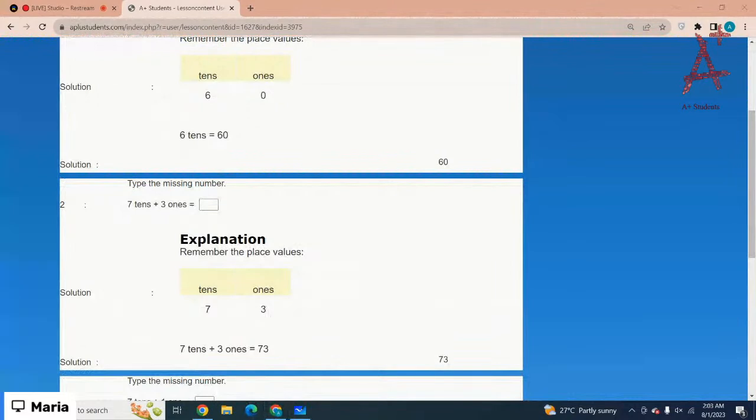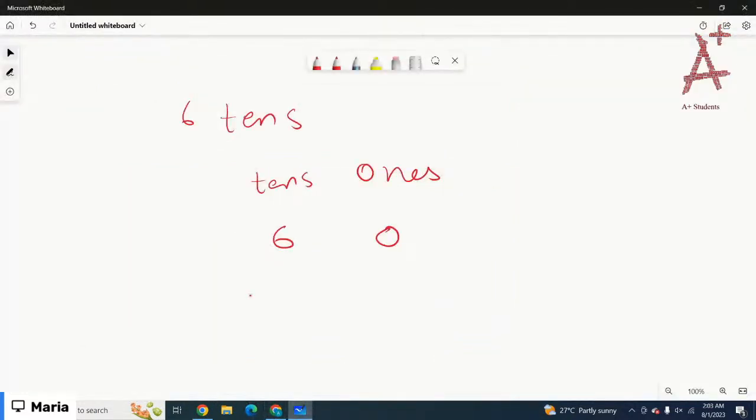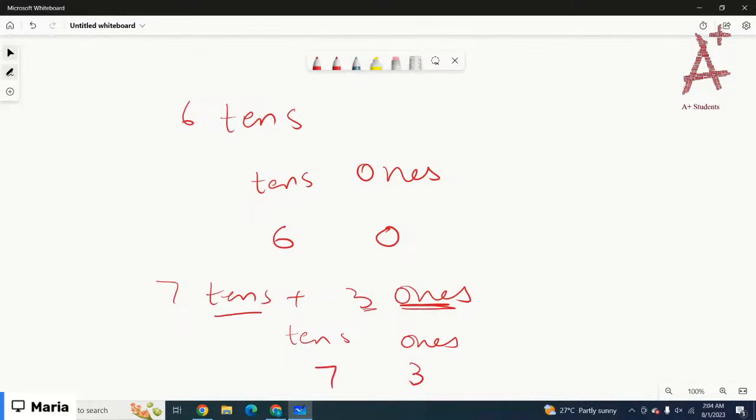The next one is 7 tens plus 3 ones. Basically, the words ones and tens tell you the position of these numbers. That means 3 is at the ones position, so you can write 3 here, and 7 is at the tens position. Together they make the number 73, right? The words tens and ones tell you the position of the numbers.